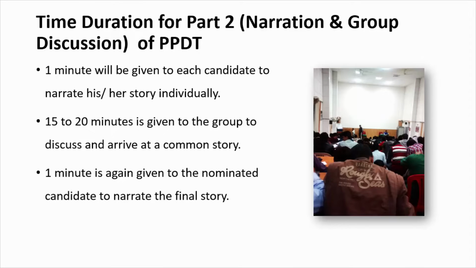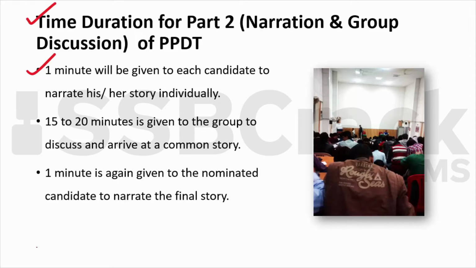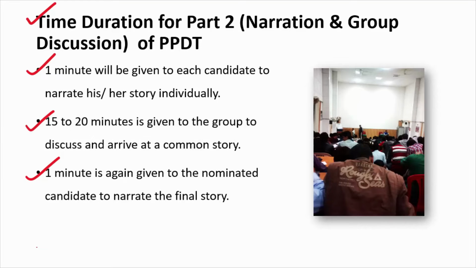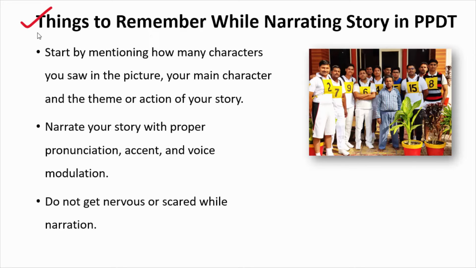The time duration for part 2 of the narration and group discussion of PPDT consists of, firstly, 1 minute, which will be given to each candidate to narrate his or her story individually, followed by a 15 to 20 minute time period given to the group to discuss and arrive at a common story. And then again 1 minute is given to the nominated candidate to narrate the final story to the board of assessors.